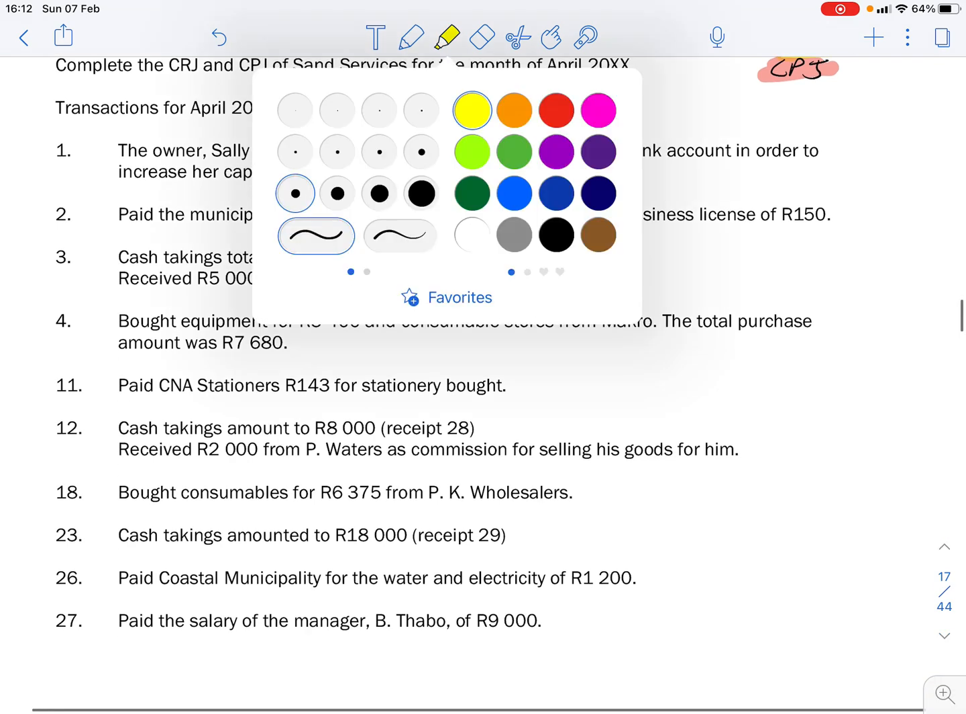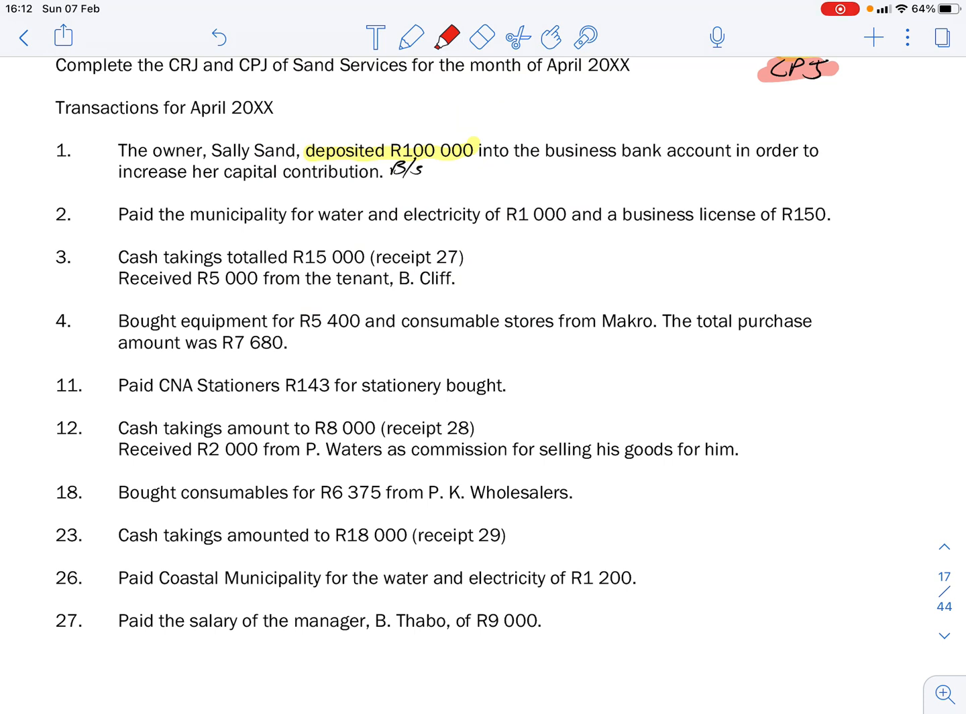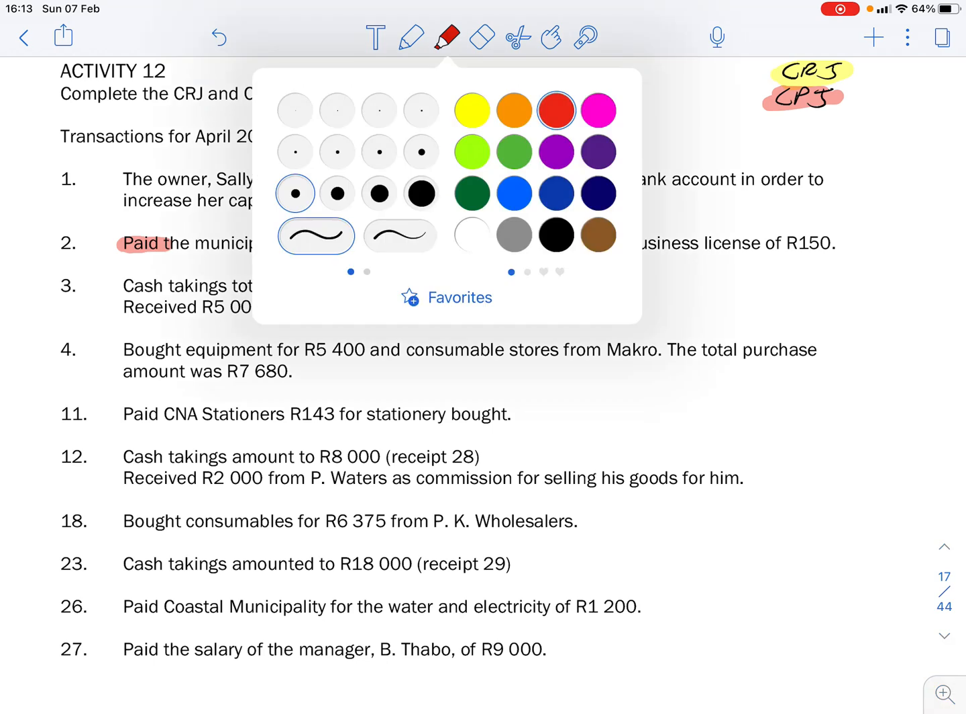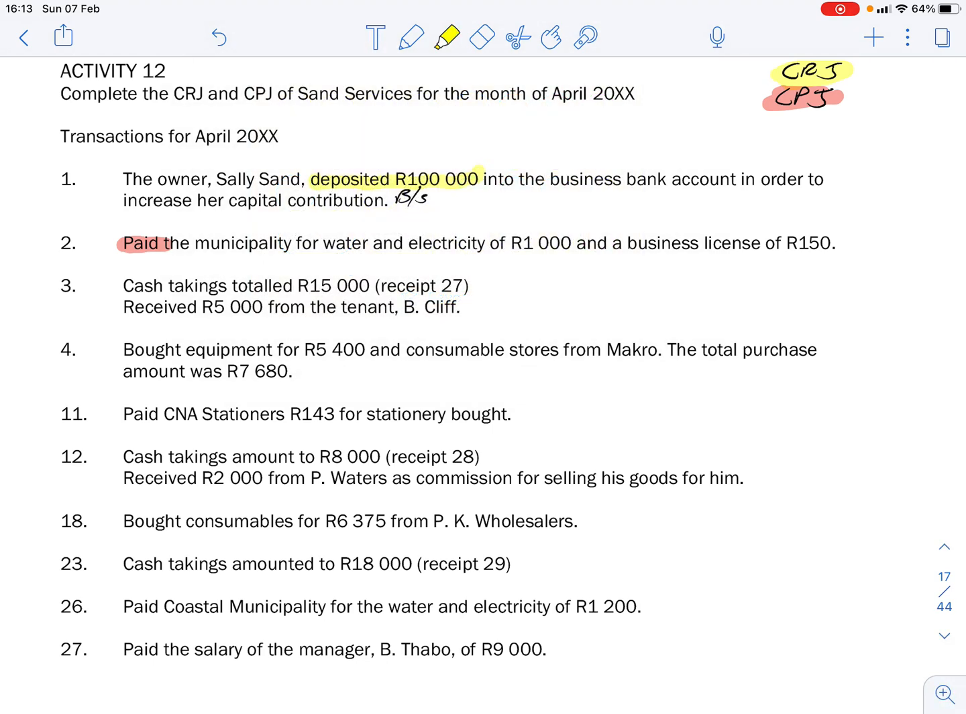All right. The second one, we pay the municipality for water and electricity. That would be our CPJ. We then look at our cash takings, which totaled 15,000 Rand. Receipt number 27, that would be in the CRJ. And we received 5,000 Rand from the tenant B Cliff. Now, a tenant would pay you rent income.